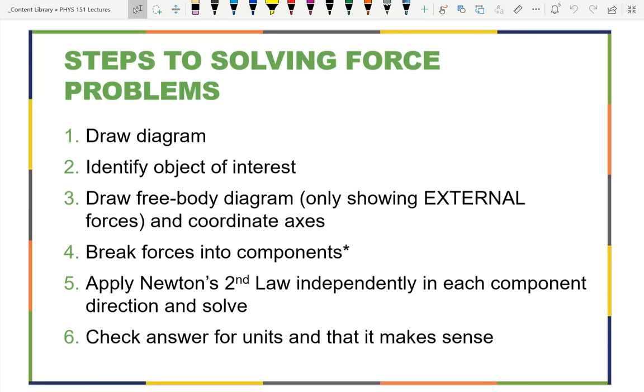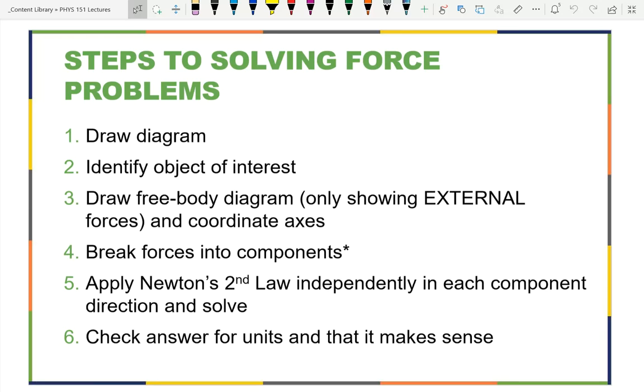So, first thing is always draw a diagram, identify which object you're interested in. That wasn't part of our kinematic stuff, right? We had the object, it was pretty clear. Now it's not always so clear. Like you had in the textbook, the thing with the woman pushing the child in the wagon. Is your object the child? Is it the wagon? Is it the child and the wagon? You have some choices to make.